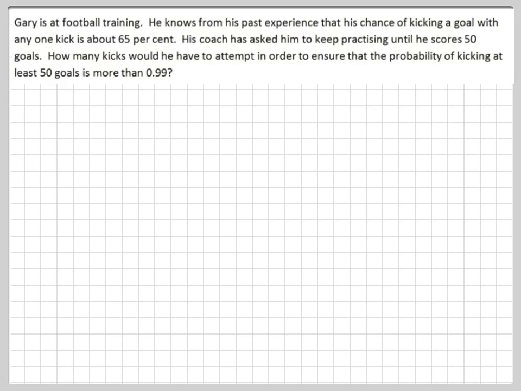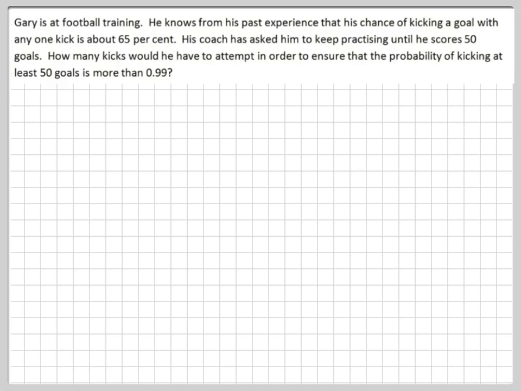Here's a classic example of trial and error. Gary is kicking the football at football training. He knows from his past experiences that his chance of kicking a goal with any one kick is about 65%, or 0.65. His coach has asked him to keep practicing until he scores 50 goals. I'm glad I'm not Gary. How many kicks would he have to attempt in order to ensure that the probability of kicking at least 50 goals is more than 0.99?